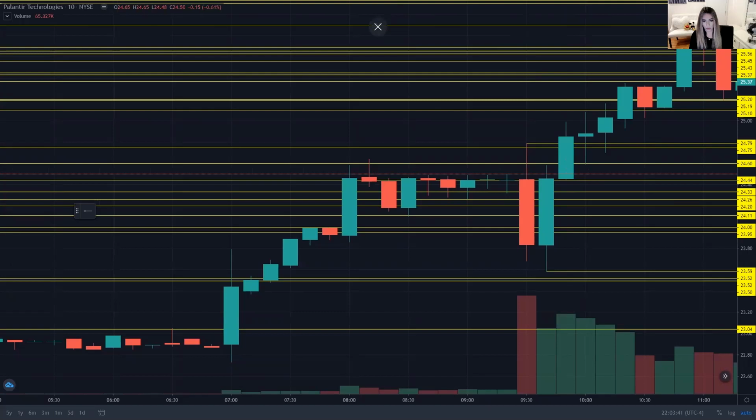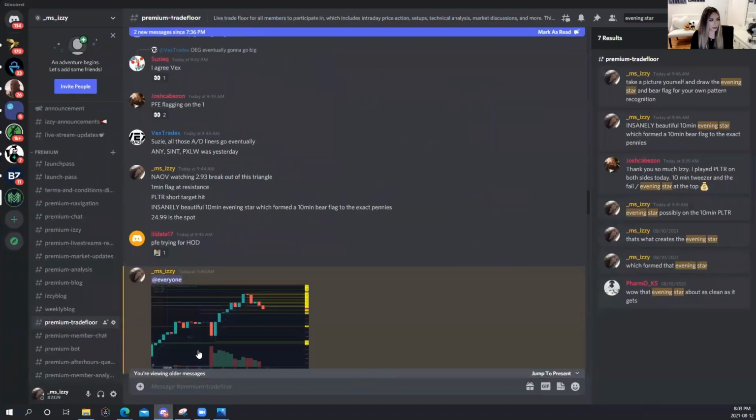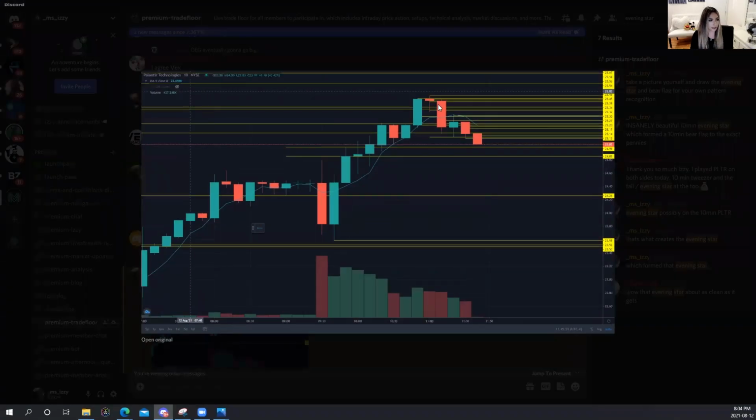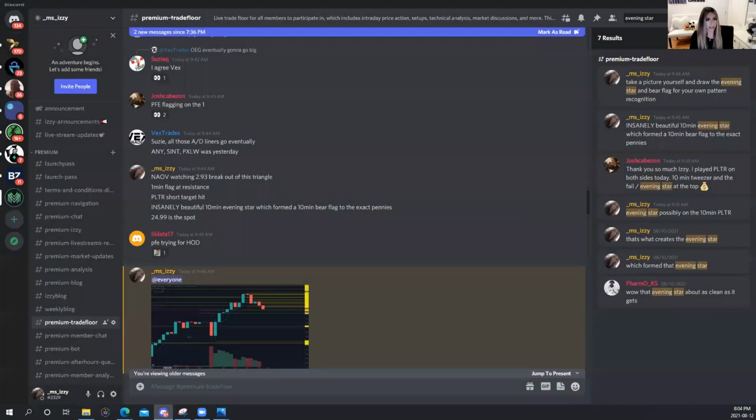So for those that don't really know, let me pull up an example here. This was actually our trade today. So when we took it off, there was that evening star, right? And I noticed that evening star, and then I figured it could actually make a bit of a bear flag. And that's exactly what it was doing there. So that's an evening star right at the top out of that beautiful 10-minute break, right?